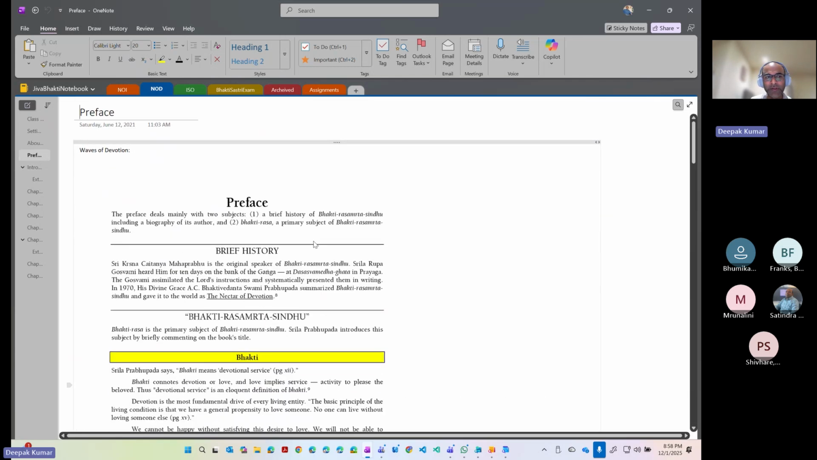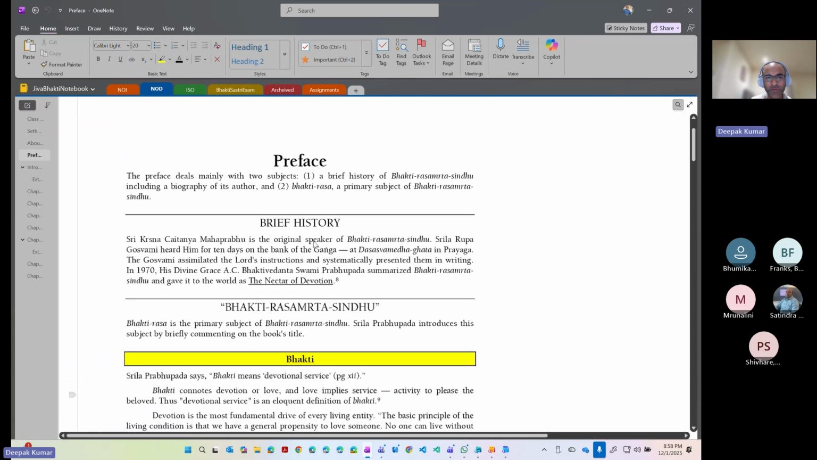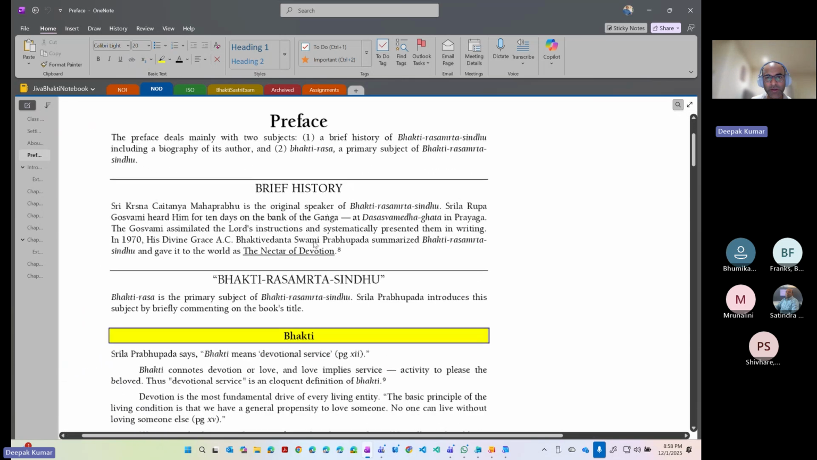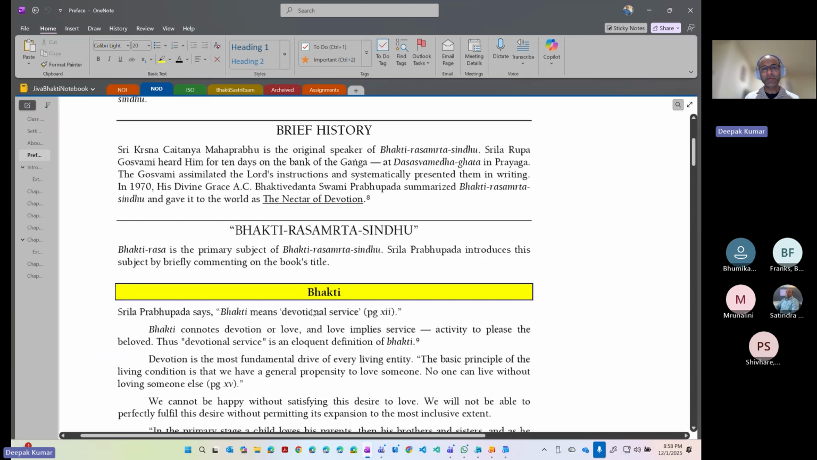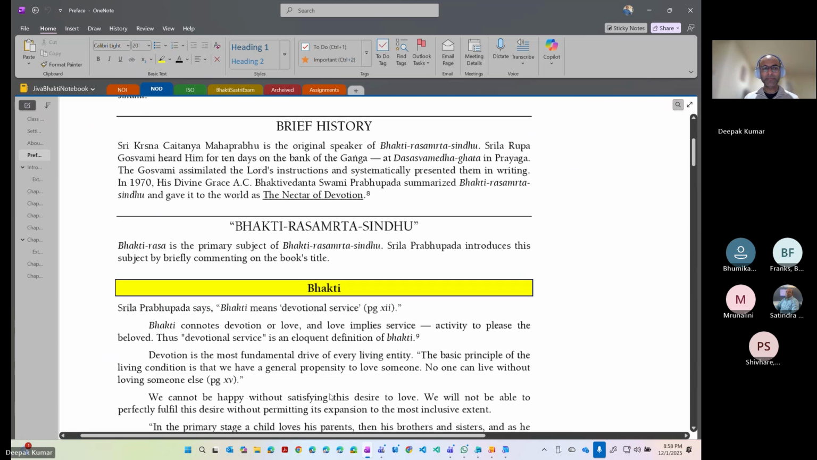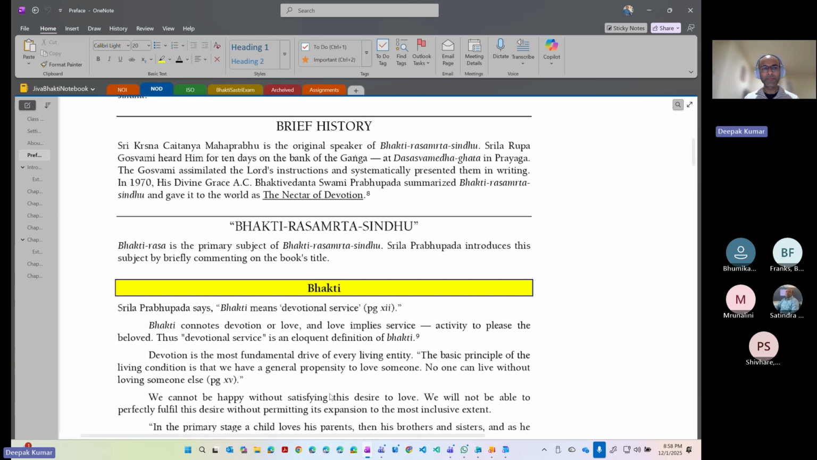This preface is from the Waves of Devotion, and I find this preface very meaningful, so I'm using this. The book deals with two subjects: a brief history of Bhakti-Rasamrita-Sindhu, including a biography of the authors, and then Bhakti Rasa, the primary subject of Bhakti-Rasamrita-Sindhu. So what is the brief history? Somebody can read this brief history. I can read, Prabhu. Go ahead.